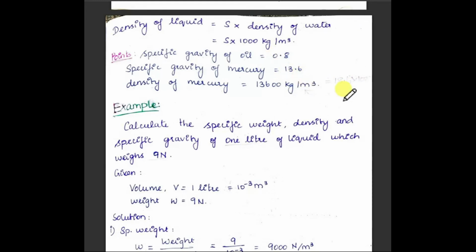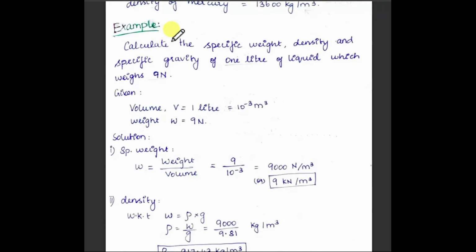13.6 into 1000, we get 13,600 kilogram per meter cube. So now let us see an example. Calculate the specific weight, density and specific gravity of 1 liter of liquid which weighs 9 Newton. They have given the volume as 1 liter and the weight is 9 Newton.